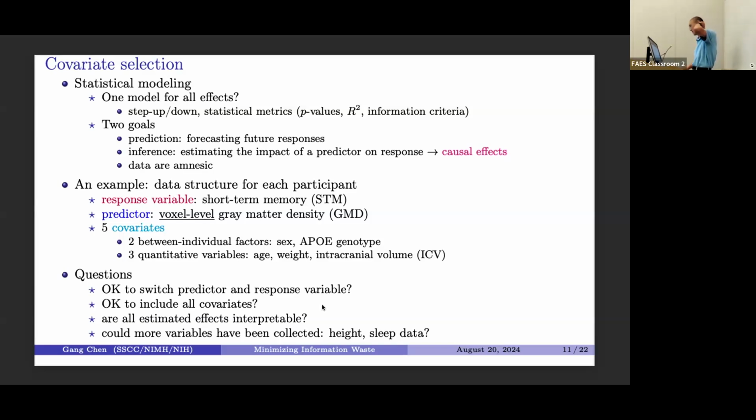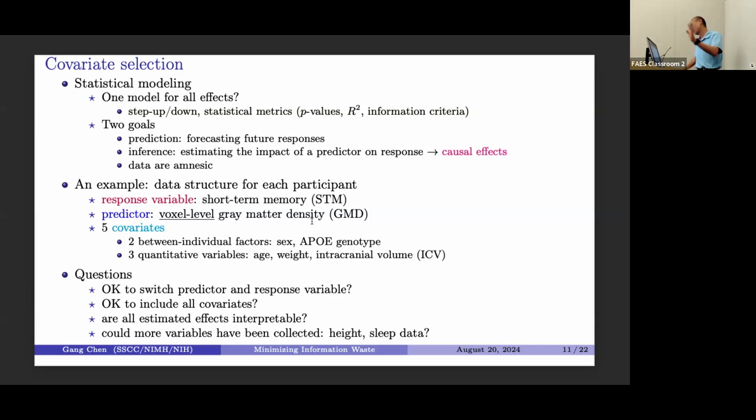Let me use a concrete example. This is not FMRI, it's structural MRI, right? So DTI, for example. In this case, we have the Y, the response variable or outcome variable, which is short-term memory, a behavior, a score, right? So it's a value. Each individual will have a value. Then we have the predictor. The predictor is the gray matter density. That's like the voxel level in the brain. So each individual has a voxel value, that's the gray matter density.